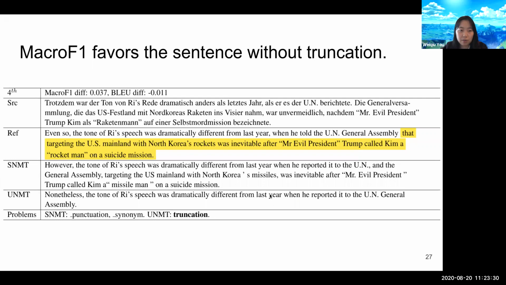And this example is where macro F1 favors the sentence without truncation. We can see in the reference that the highlighted second half of the sentence just wasn't anywhere in the unsupervised machine translation output. When there is a truncation, it's very likely that there are content words in the truncation, and those content words will play more weight in macro F1 than BLEU. But we can see that BLEU still prefers UNMT.